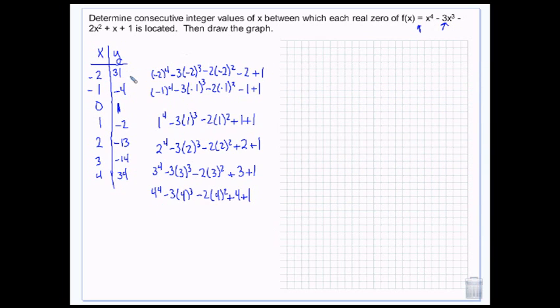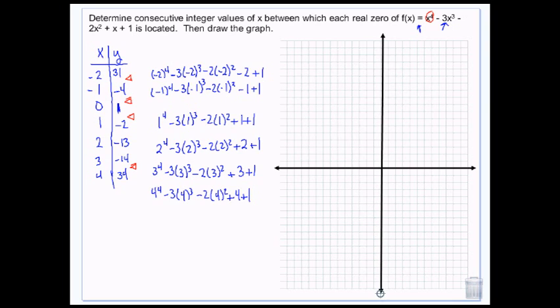And I have sign changes occurring here, here, here, and here. That's 4 sign changes. 4 is the maximum number of zeros I could have. And the sign change is for the y side, not the x side? Yes, for the y side.